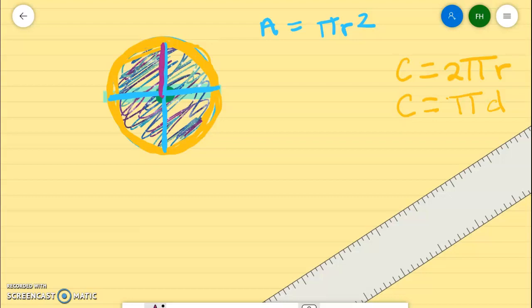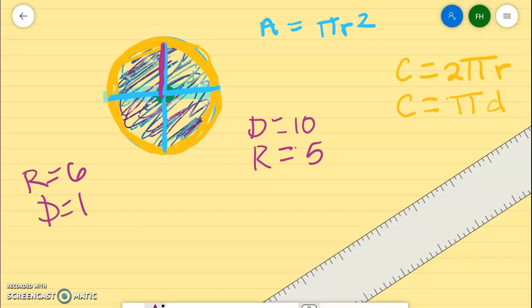Your radius is half your diameter. So if your diameter is 10, your radius would be 5. Or if your radius is 6, your diameter would be 12. So D is always going to be twice what R is. R is the baby. Think of R as the baby, and then D is the dad, because it's going to be twice as big as the baby.